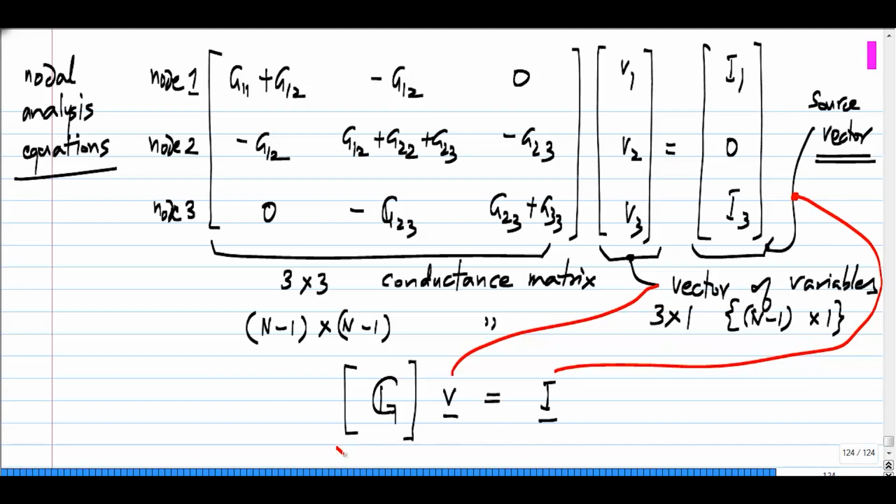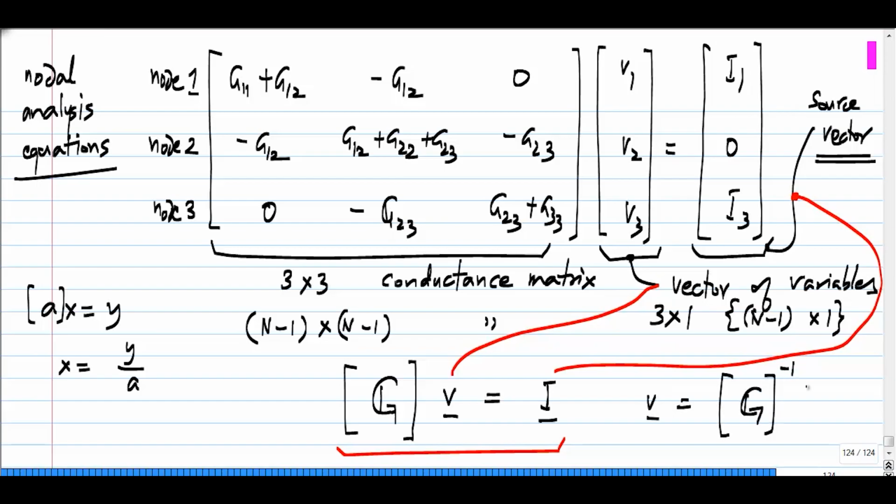So, this gives us a compact notation. Okay. So, this is like Ax equals y, and to solve for x, you do x equals y divided by a, when a is just a number, when it is a scalar. Okay. But exactly the same thing will apply here as well. So, to solve for the vector V, you do G inverse times I. Okay. So, this is the solution to the nodal analysis equations.